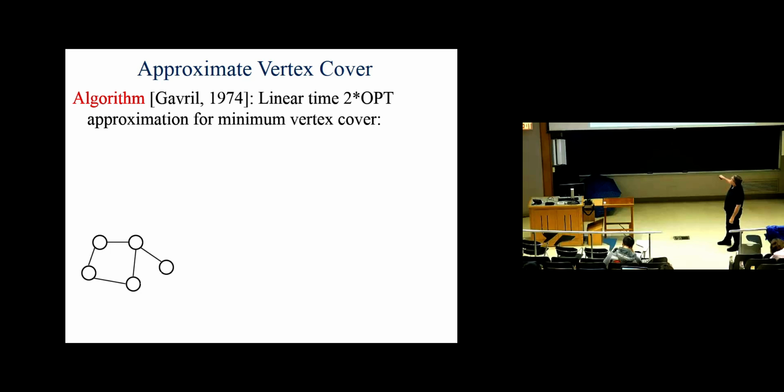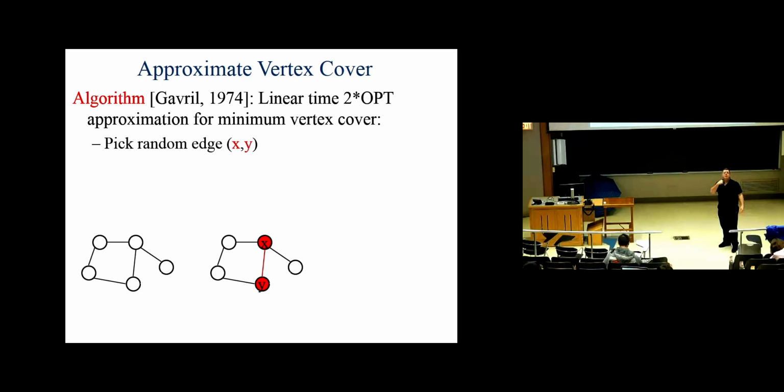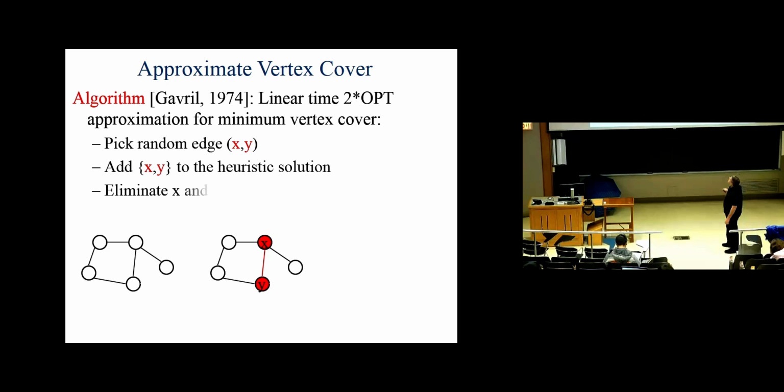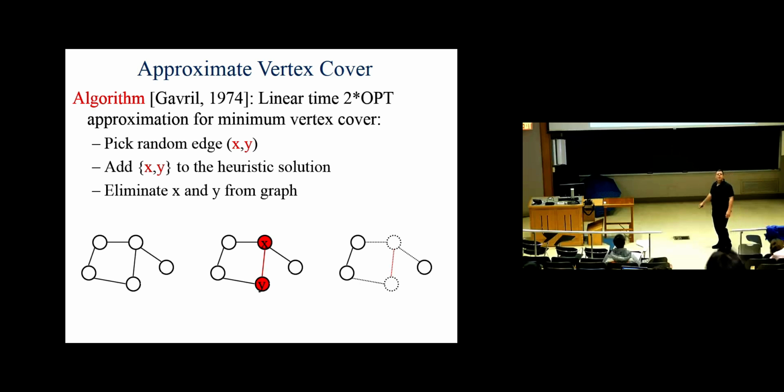Okay, so here we'll have a running example. So again, you pick a random edge. Which edge? We don't care. Just pick one. Like pick this edge here. And then add both of these vertices that this edge touches into this growing vertex cover solution. So add x and y to the solution, and then eliminate vertex x and vertex y and the edge between them. And then throw those edges and vertices away from the graph. And then for the remaining graph, repeat this process.